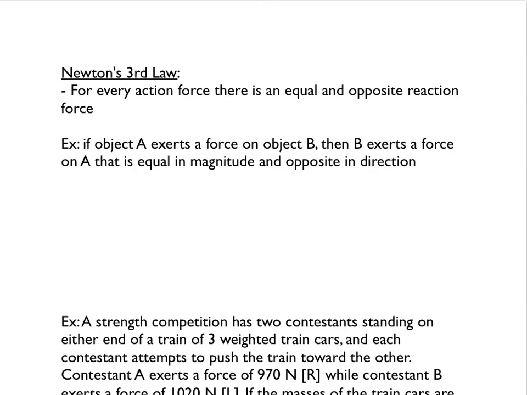Newton's first 2 laws looked at the motion of an object or a system of objects in isolation. So now we want to describe the motion of objects that are interacting. The law states that for every action force, there's an equal and opposite reaction force. For example, if object A exerts a force on object B, then B exerts the same force on object A that's opposite in direction.